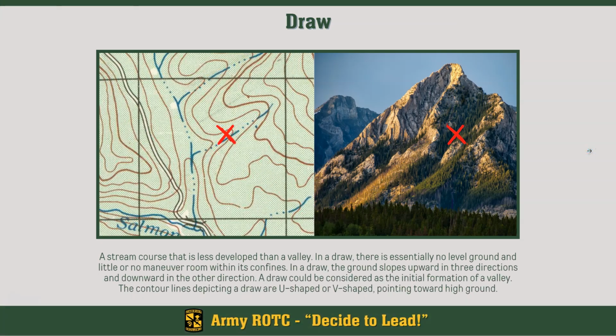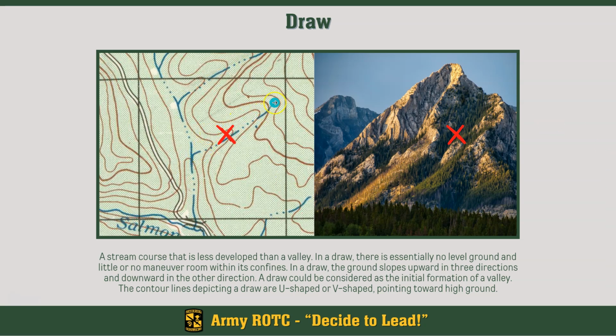So now we'll move into our not major, but our minor terrain features. So a draw is where a stream course has been less developed. It's not quite as big as a valley. So there's essentially no level ground and no or very little maneuver room within the confines. So in a draw, the ground slopes upward in three directions, downward in the other direction, and it could be considered as the initial formation of a valley depending on the size. But the contour lines depicting a draw are either U-shaped or V-shaped, and they're always pointing towards higher ground.